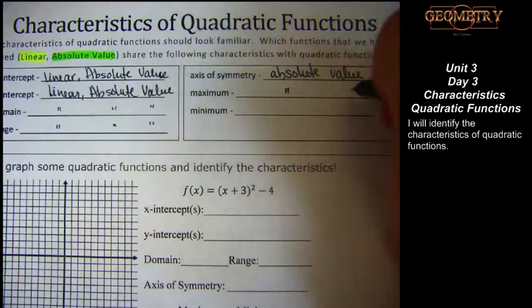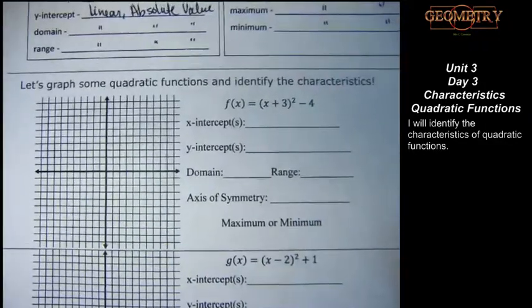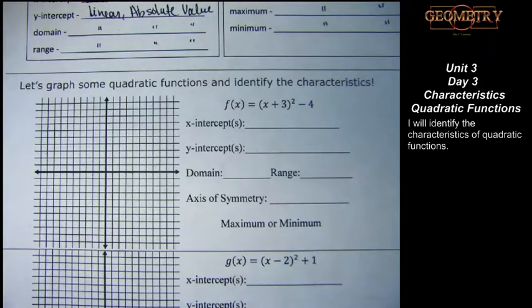Good. Could we talk about maximum and minimum with a straight line? No. Why not? Because it's a straight line. There's no curve, it goes on forever, and it doesn't bend. Great. Let's graph the thing and let's identify these characteristics.